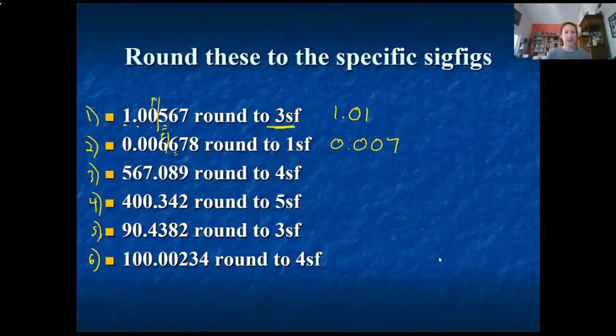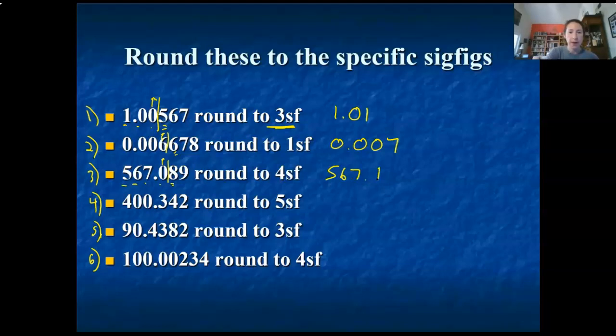Okay, let's go over these. 4 sig figs. So I'm going to keep 1, 2, 3, 4. That's where I'm going to draw my line. This 8 says round up. So I'm going to round this one up. So this one is 560.